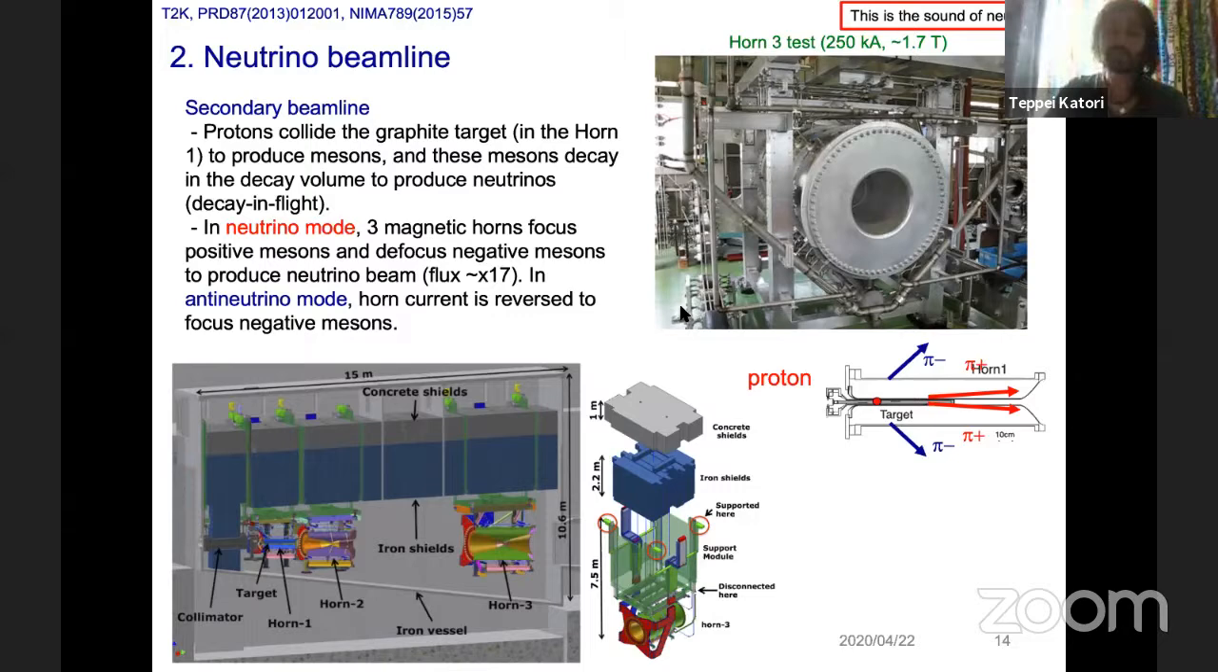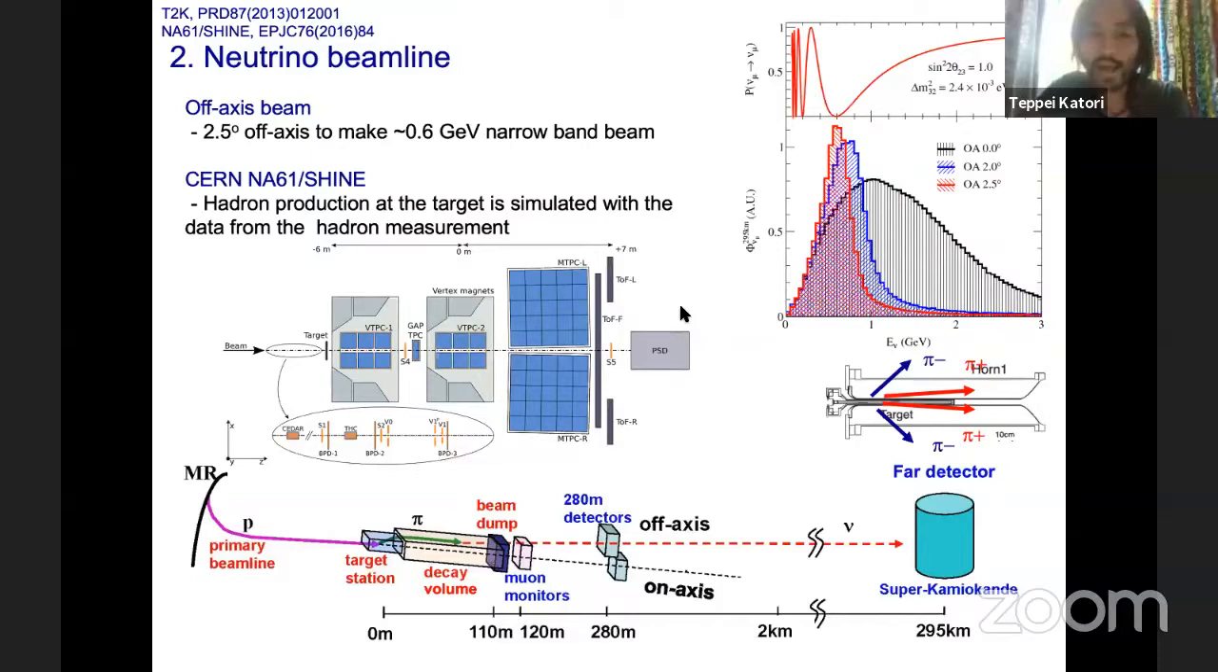Okay, so that's how you make neutrinos. There are a few more tricks. One is this off-axis beam. The experiment is designed slightly off from the direction of the protons. The reason is that in this way you can narrow your spectrum. So this black histogram is the on-axis spectrum of neutrinos.